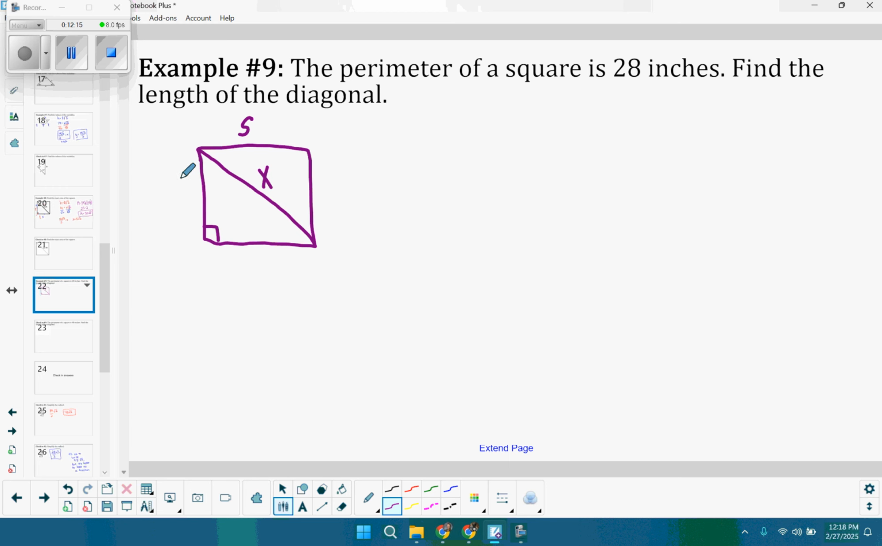If every side was equal, let's call each one S, and all four are equal because it's a square, then S plus S plus S plus S, or 4S, is equal to the perimeter of 28. So if I divide both sides by 4, each side is 7 inches. So now I'm going to get rid of these, and I'm going to replace them with 7s.